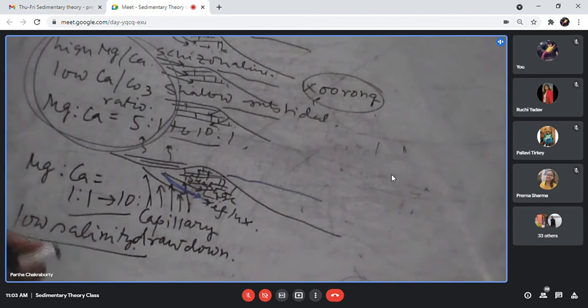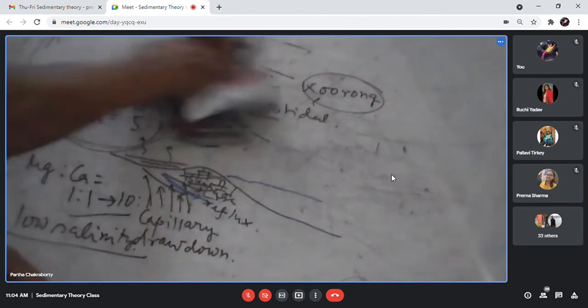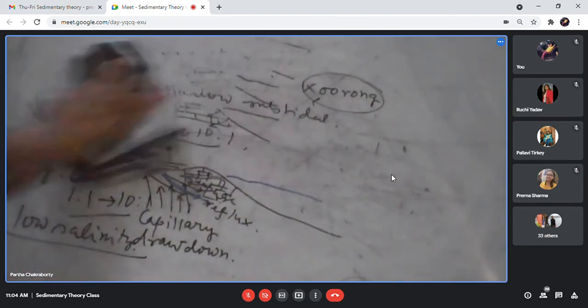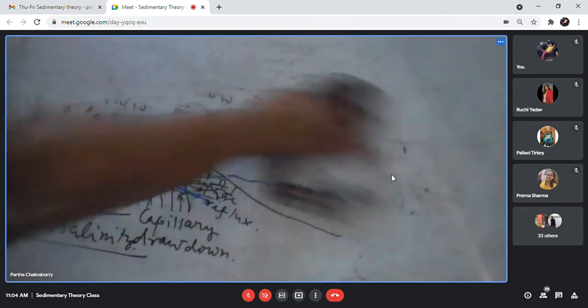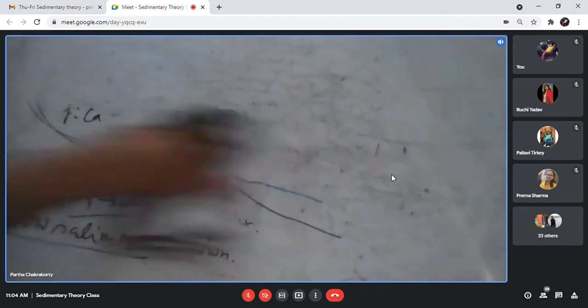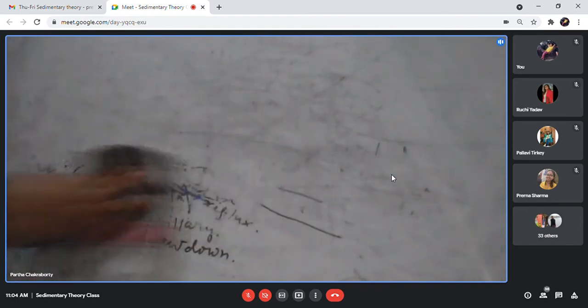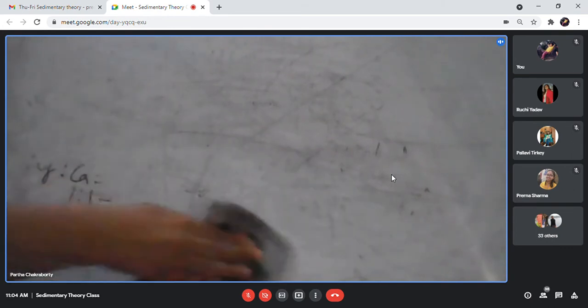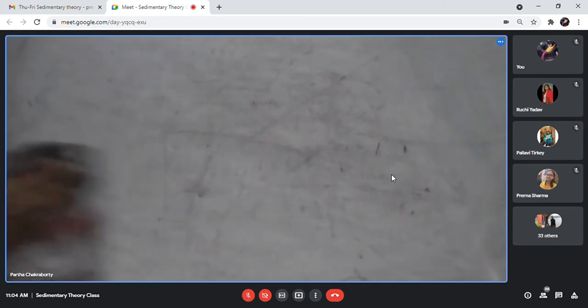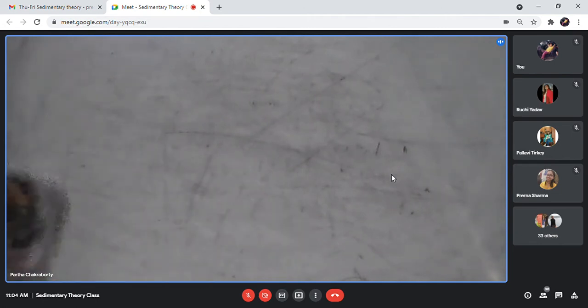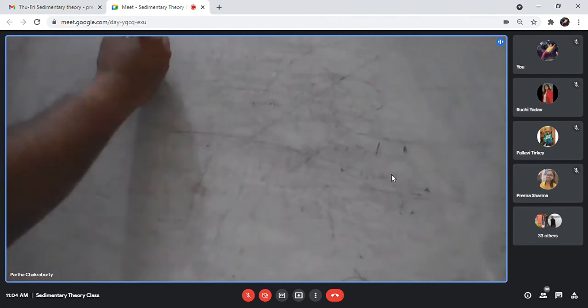And what they say, then they say how they achieve that. They say mixing of meteoric water with seawater. That is there. Mixing of meteoric water with seawater. What they give is this model.